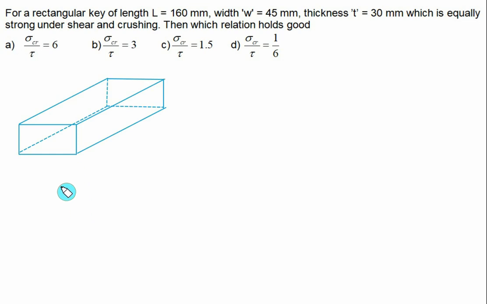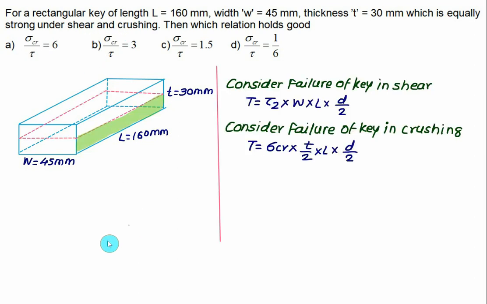So consider a rectangular key whose width W is equal to 45 mm, the thickness T is equal to 30 mm, and the length L is equal to 160 mm. The key is equally strong under shear and crushing. The key will fail in shear as well as in crushing. This area represents the crushing area, so A_CR is equal to T divided by 2 multiplied by L. Whereas this plane represents the shear area, and this shear area is A_S equal to the product of W multiplied by L.